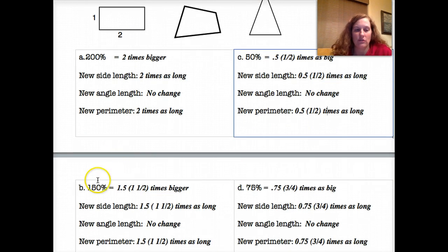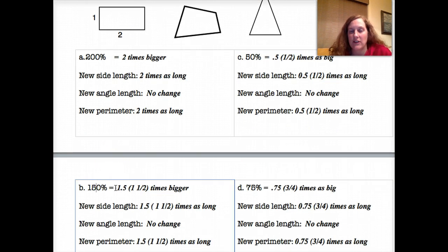If I go to 150%, that's 1.5 times bigger. My new side lengths will be 1.5 times bigger. My new perimeter will be 1.5 times as long. But again, my angles don't change because I have the same shape. If I started with a rectangle, I still have a rectangle. If I started with a triangle, I still have a triangle.